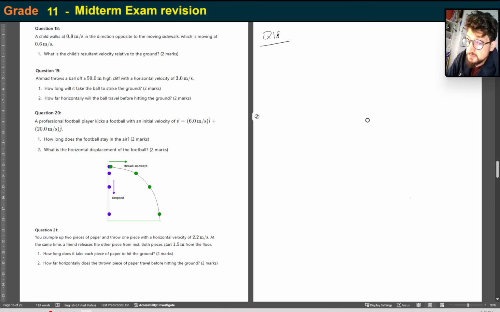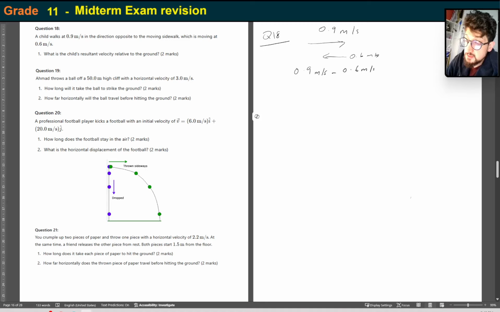So we have a child that's walking at a velocity of 0.9 meters per second in the positive direction, although it doesn't say whether they're moving to the right or the left. So I'm just going to put an arbitrary direction over here. And then they are walking on a conveyor belt, which is moving at 0.6 meters per second in the opposite direction. So therefore, their resultant velocity is going to be 0.9 meters per second minus 0.6 meters per second.